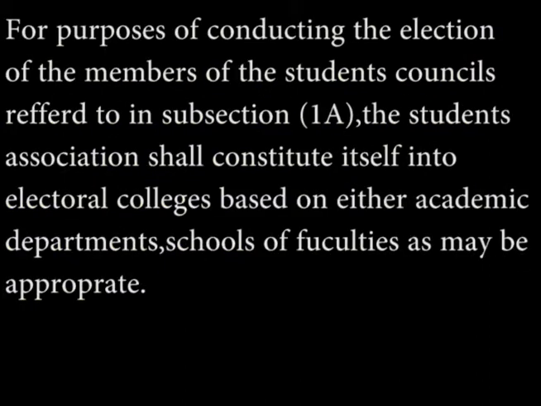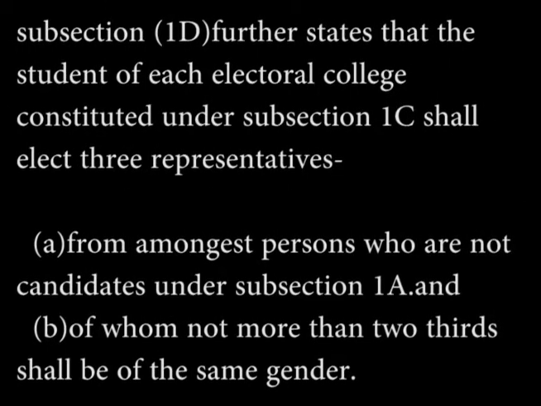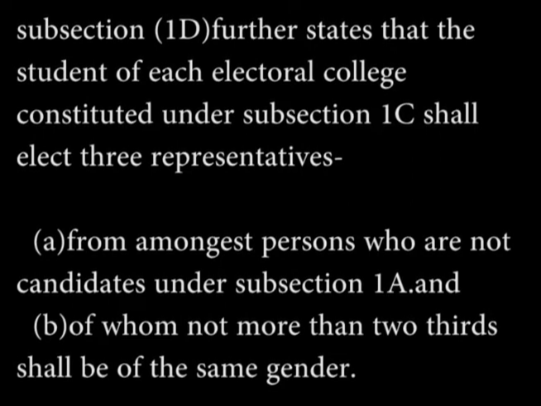The University Amendment Act of 2016, subsection 1, clause C, states that for purpose of conducting the election of the members of the student councils referred to in subsection 1A, the student association shall constitute itself into electoral colleges based on either academic departments, schools or faculties, as many may be appropriate.